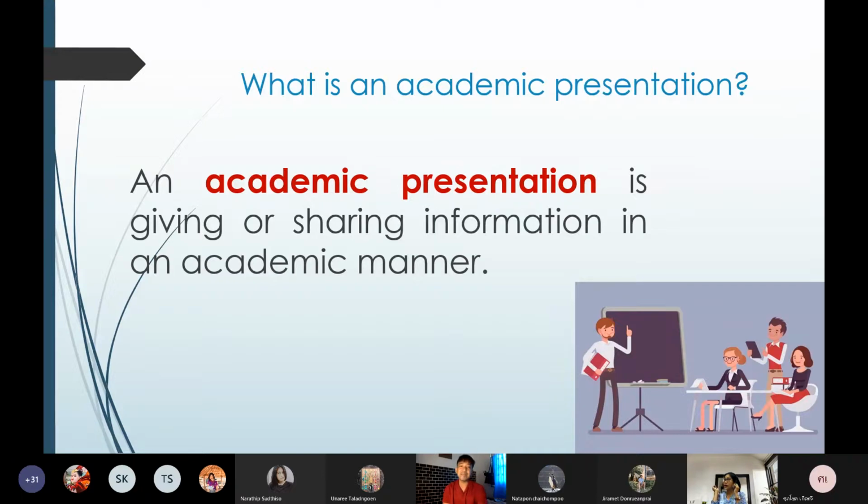Okay, so an academic presentation is sharing or giving information in an academic manner. When we say academic manner, it talks about the precepts, or some rules in the academe. Like in a classroom, someone has to stand up, like a teacher, go in front and present in a formal way. It should be formal. It should be polite, right? And it discusses the parts of a presentation still, okay?